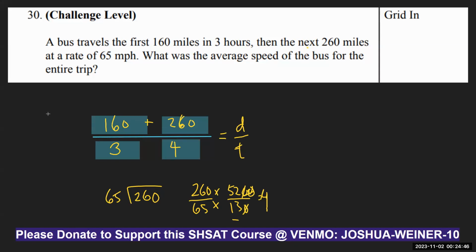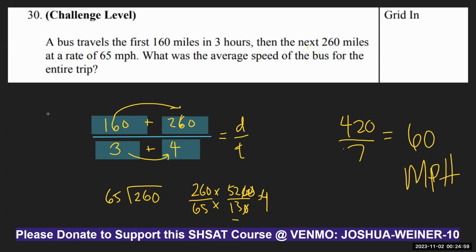So that means that it was 420 miles total that the bus traveled, 160 plus 260. And the amount of time is 3 plus 4 or 7 hours for an average of 60 miles per hour. So the correct answer was 60 for question number 30.